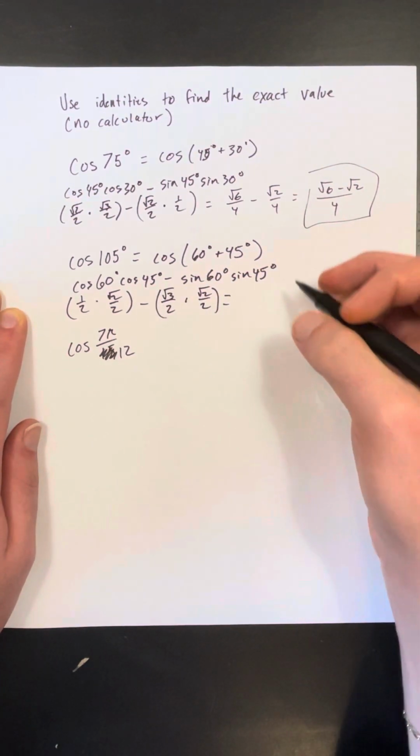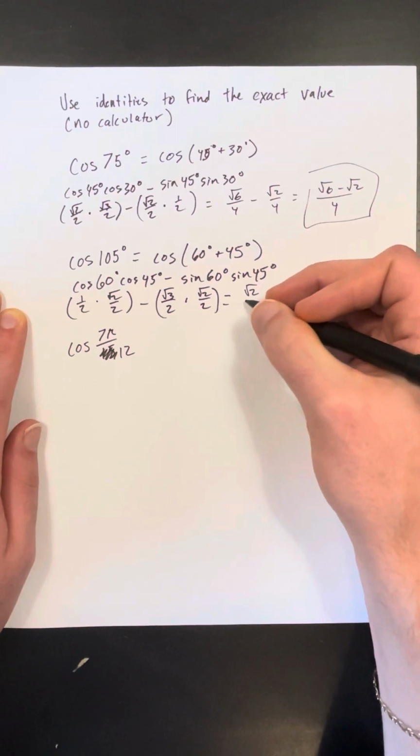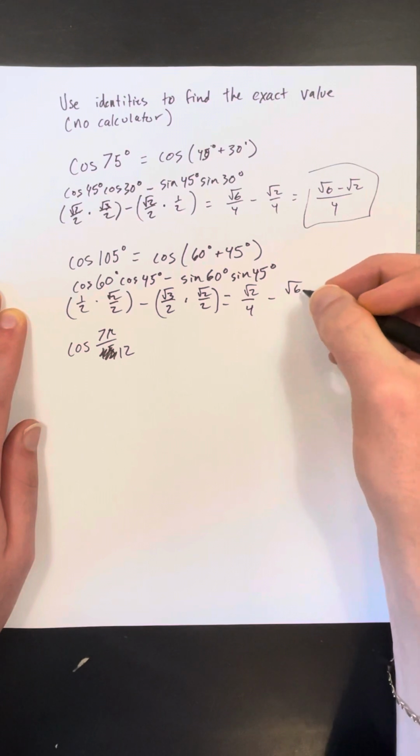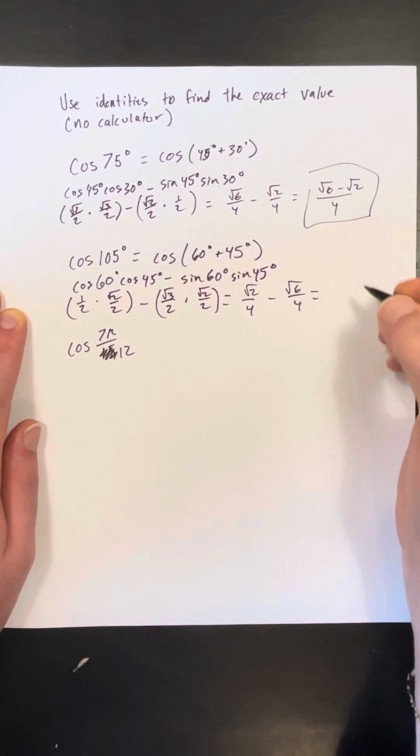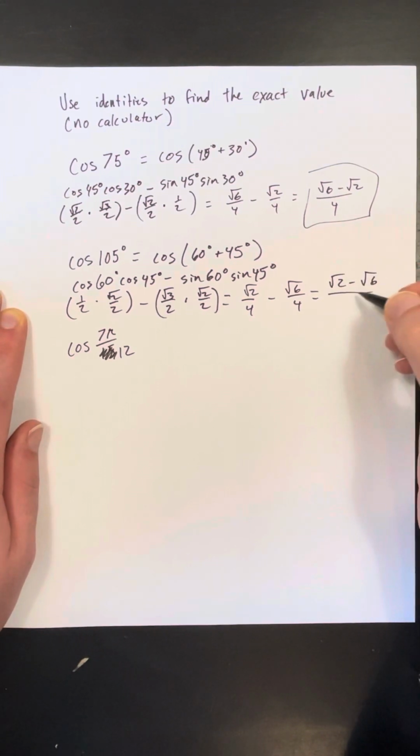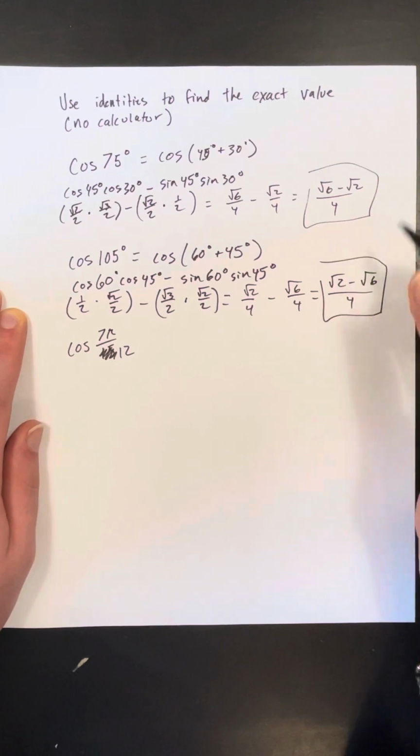Doing some arithmetic, this comes out to be root 2 over 4 minus root 6 over 4, which is pretty similar to that one, just switched around. And you could rewrite this as root 2 minus root 6 over 4, and that is the answer.